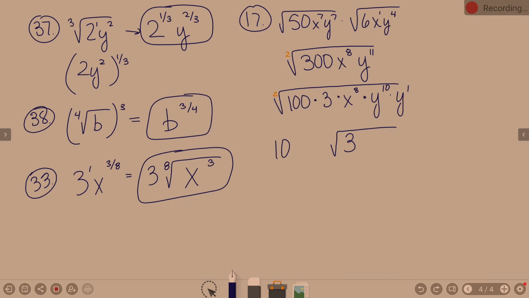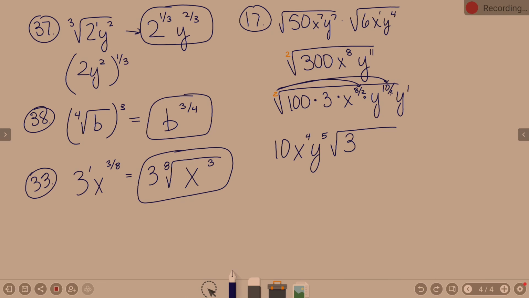Square root of x to the 8th. Take 8 and do what? Divide by 2. 8 divided by 2 is 4. So that means x to the 4th goes outside. Y to the 10th, that's also going to be divided by 2. 10 divided by 2 is y to the 5th, and that goes outside.